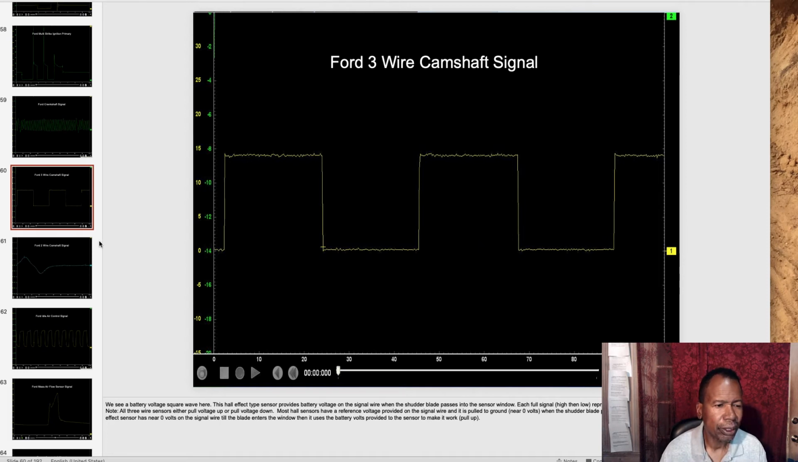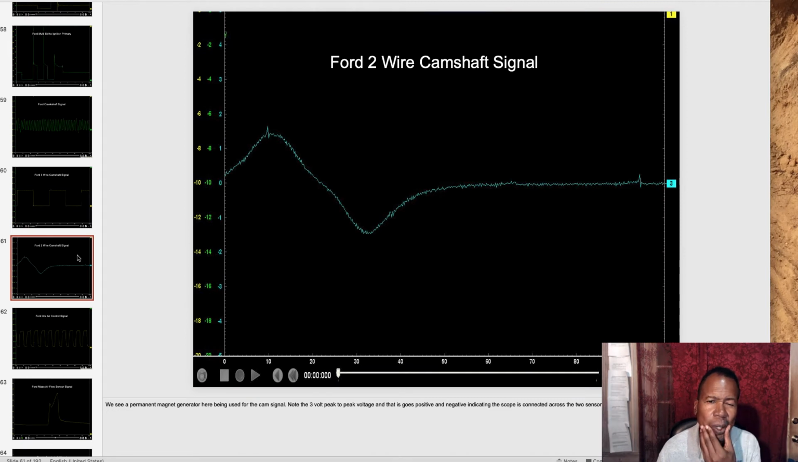Alright, next one is a 2-wire permanent magnet camshaft signal from a Ford. You can see it's a permanent magnet AC signal. You can see here this light blue going positive about 1, about 1.5 volts. Then remember this is 0 here, and it comes back down 1, 1.5. So I got an amplitude of about 3 volts. Again, it's a known good signal of a 2-wire camshaft signal.